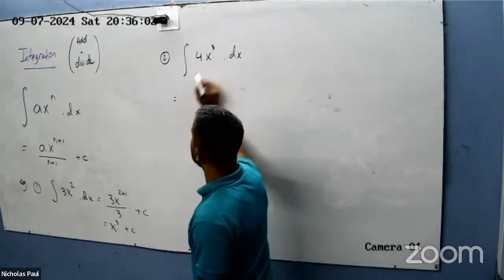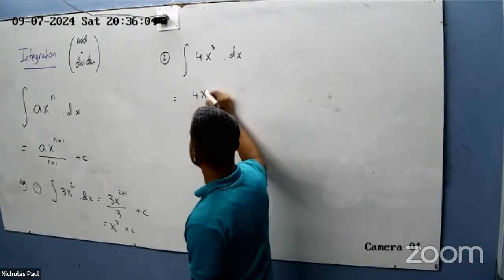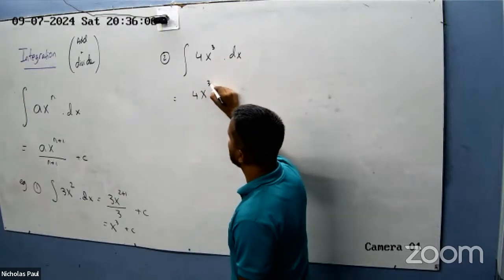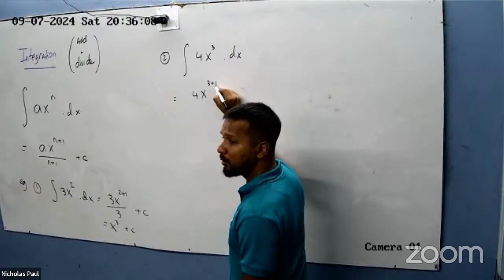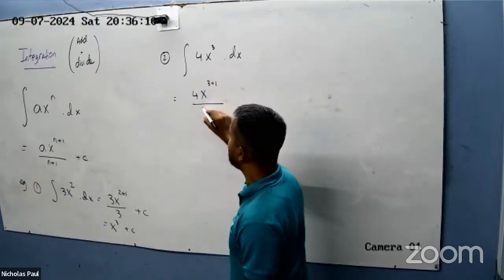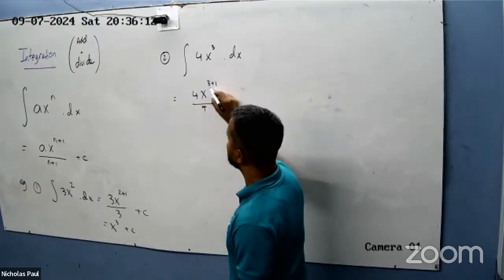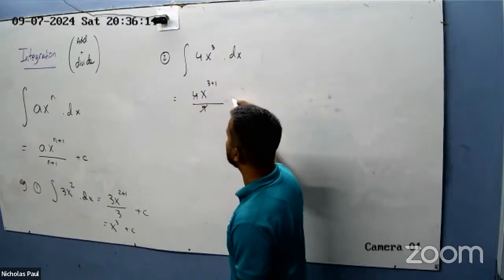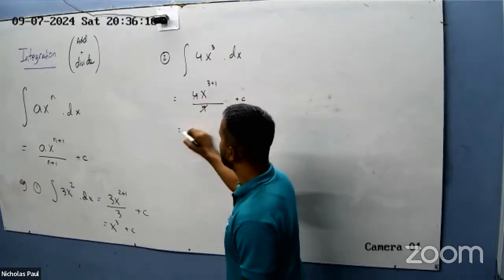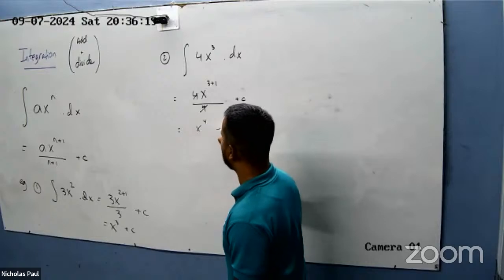Right? So here we should have 4x. What to do here? Add 1 to the power and then divide by that new power. 3 plus 1 is 4. The 4 will cancel and you put your plus c. So you end up with x to the 4th plus c.